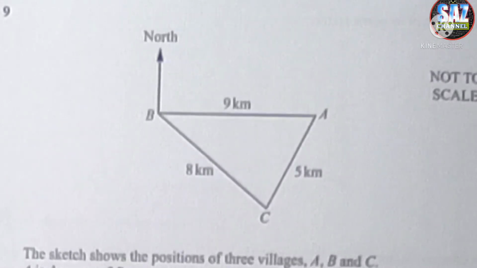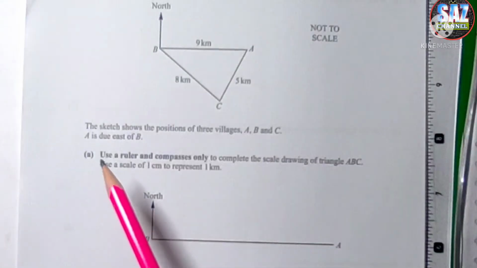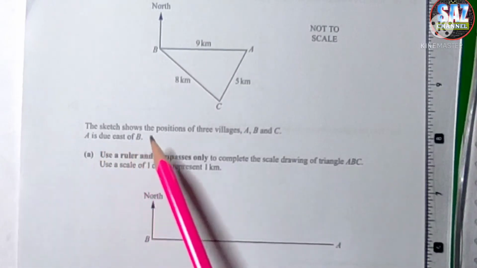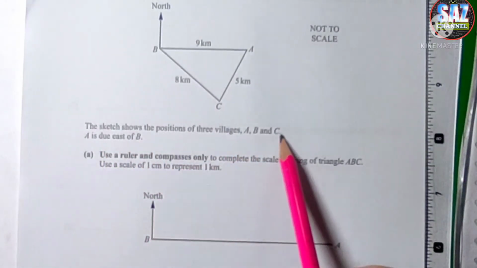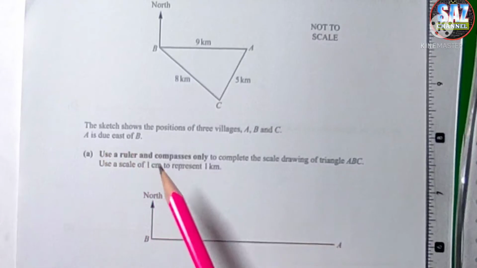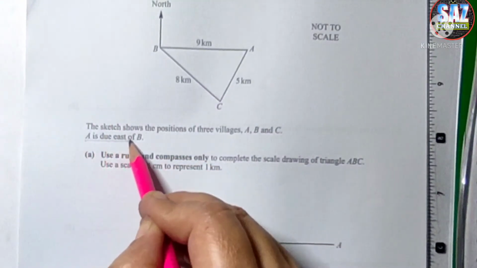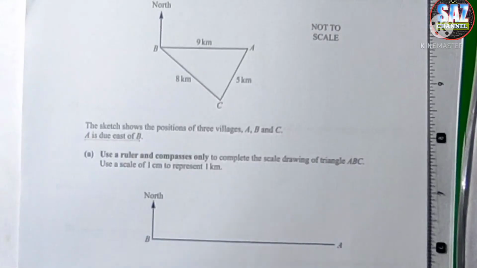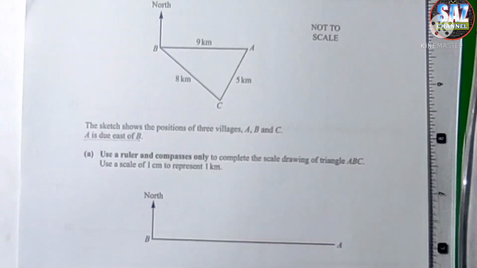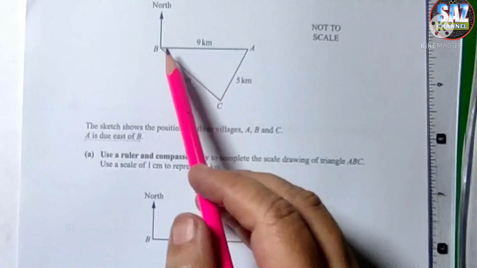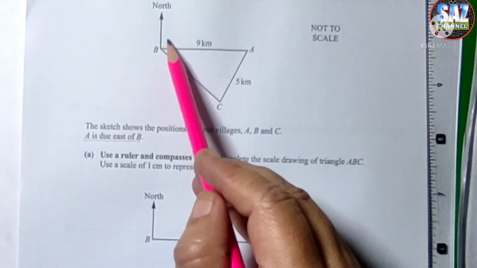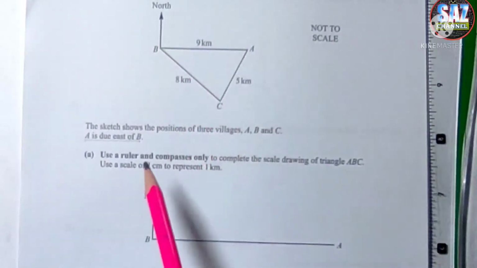Let's begin with the class. In question 9, the question says the sketch shows the position of three villages A, B and C. A is due east of B. What does this term mean? That A is at such a position from B that it is making a 90-degree angle at this position.